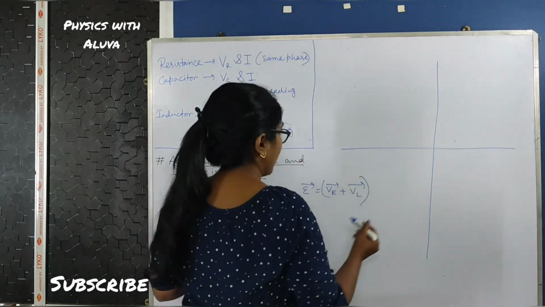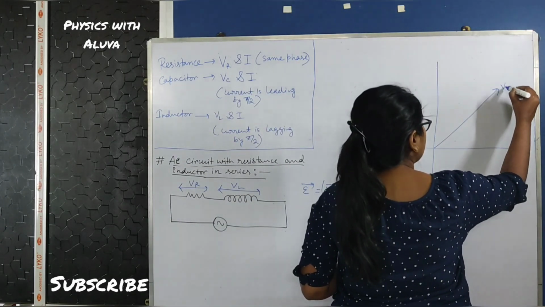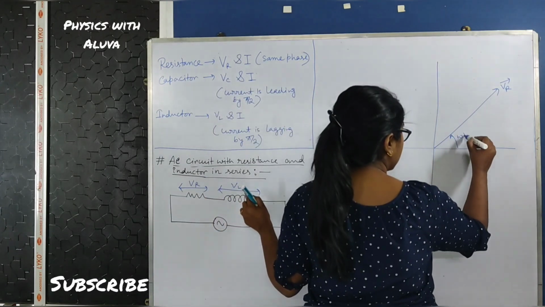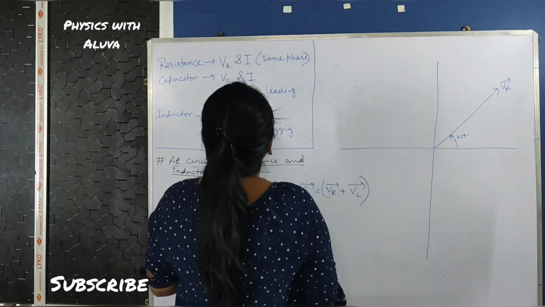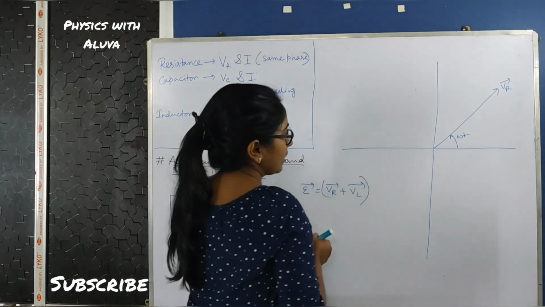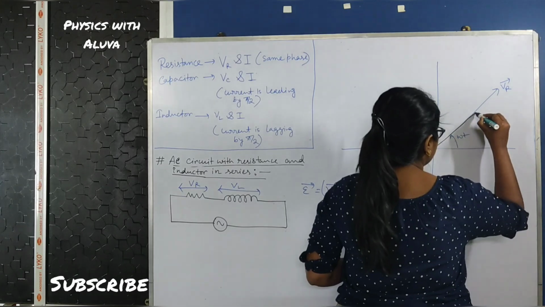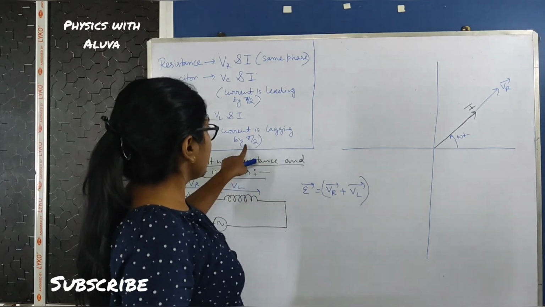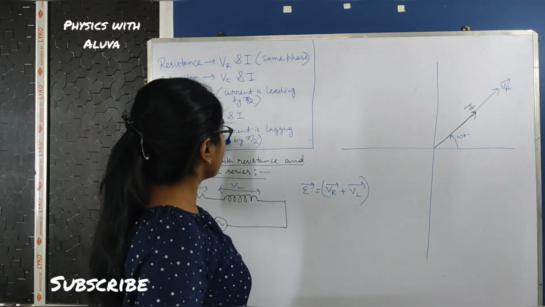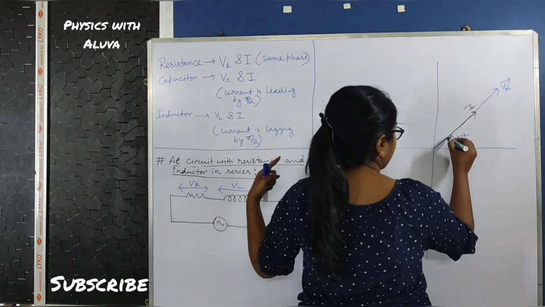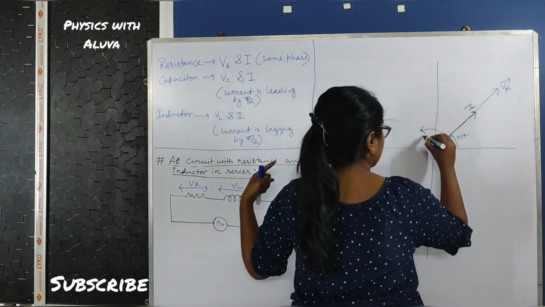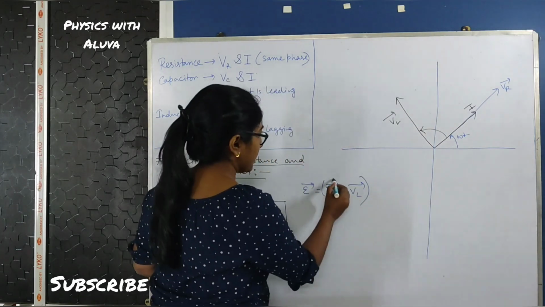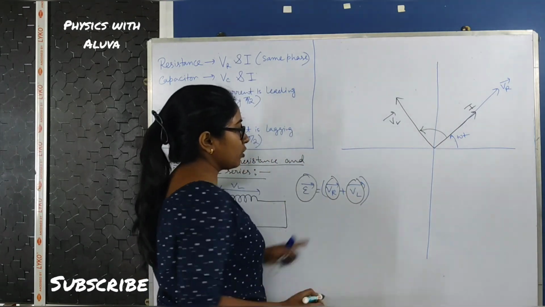At first, we are randomly drawing this VR, and this is the angle omega t, and current and VR always remain in the same phase. So we can draw the current here in the same phase. Now we have to draw VL. Current is lagging by pi by 2 than VL, that means VL is leading by pi by 2 than current. So VL will lead. So this will be the VL. Now we have to draw this VR plus VL, that means the resultant of VR and VL.